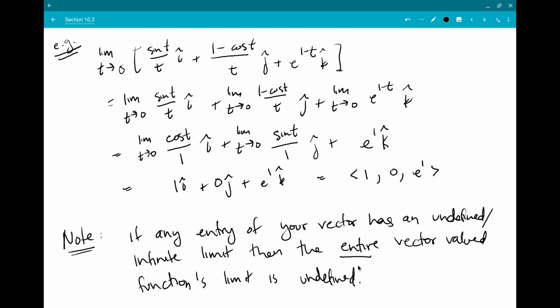The reason for that being that, even if you got 1, 0 in the first two entries and then infinity in the last, that's really not a finite vector. You can't draw that on a piece of paper. So one entry going bad is going to ruin all the rest of them, just so that you know that for the future.